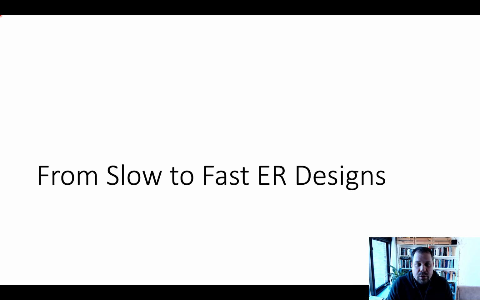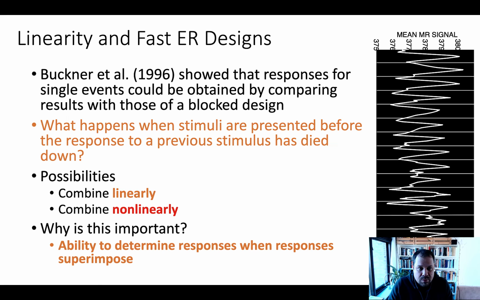In this video, we move from slow event-related designs to fast event-related designs, which have a number of advantages compared to slow event-related designs. So we saw in a previous video that Buckner et al. showed that responses to single events could be obtained and can be compared to those of a block design. So we get maybe not the same magnitude of responses using these types of single events, but we can extract the hemodynamic response to a single event by signal averaging, basically.